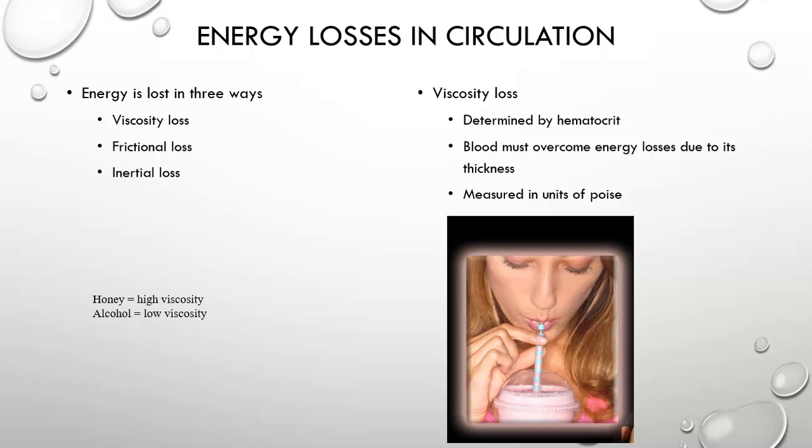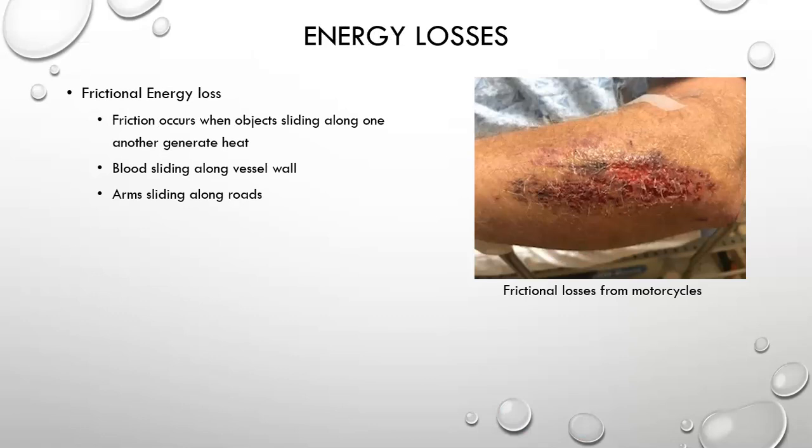Energy losses due to friction are when objects slide along one another, generating heat, such as blood sliding along a vessel wall or arms sliding along roads.